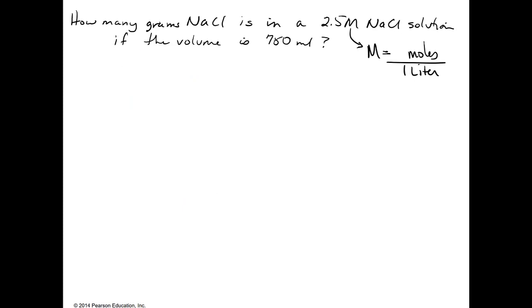So if I have a 2.5 molar sodium chloride solution in a volume of 750 milliliters, how many grams would this be? So I want to know how many grams. And here's what I know. When you see percent, change it to grams per 100 mils. When you see the big M, change that to moles per liter. So just take the capital M out and put in what it really is telling you or what it really means.